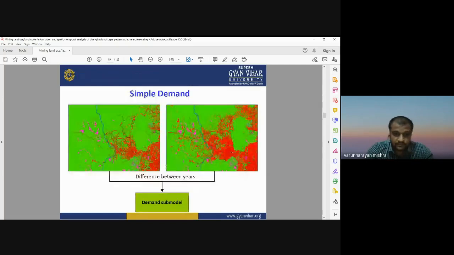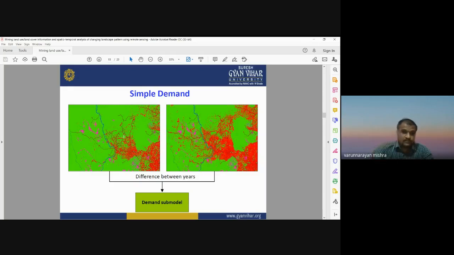This is the way in which we can have the demand. Demand means change. How much change is there? You can quantify this change over the period of time. So there is thematic information of two different time periods. You can clearly see the changes. The red patch is increased after a few years.